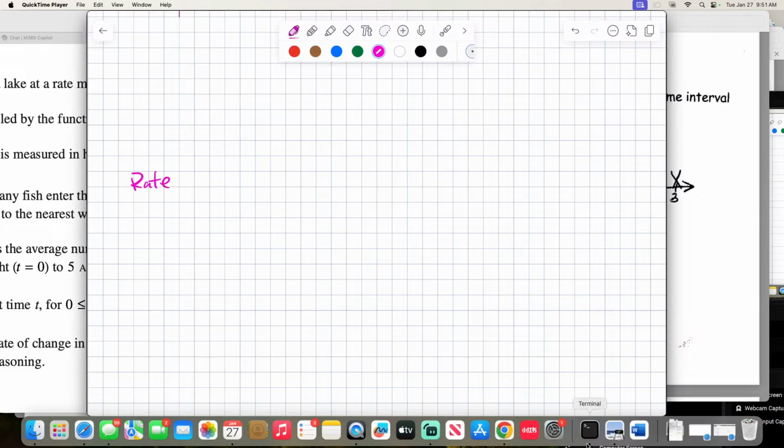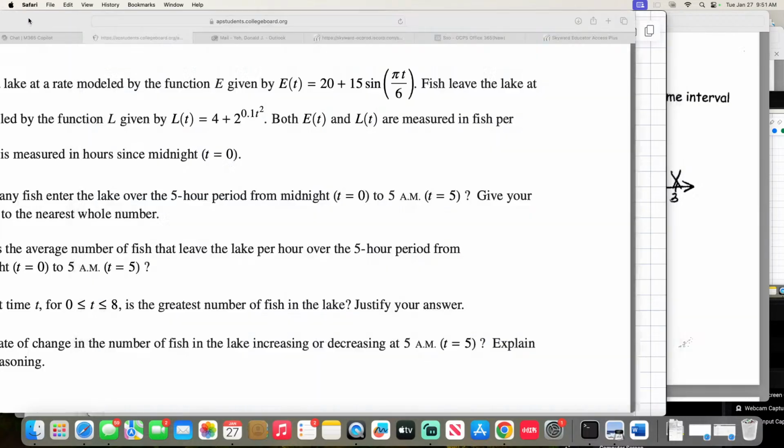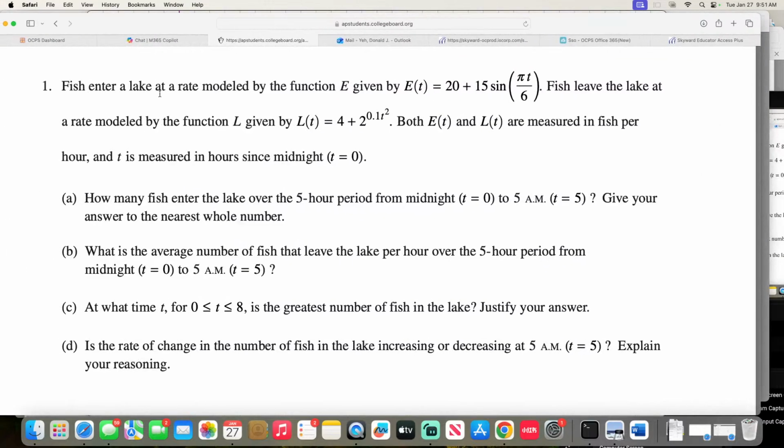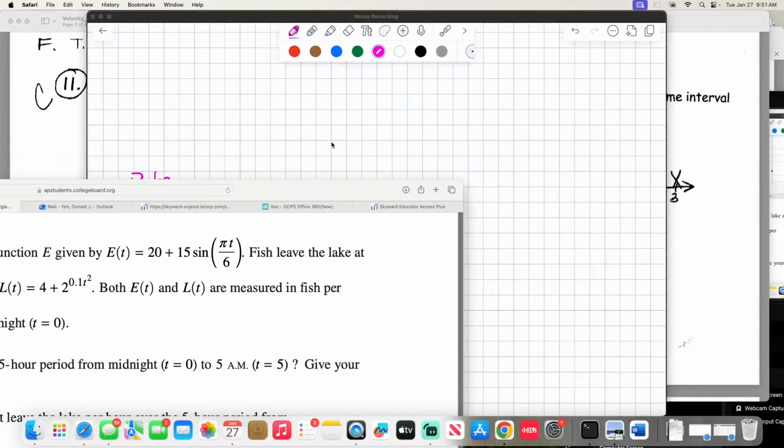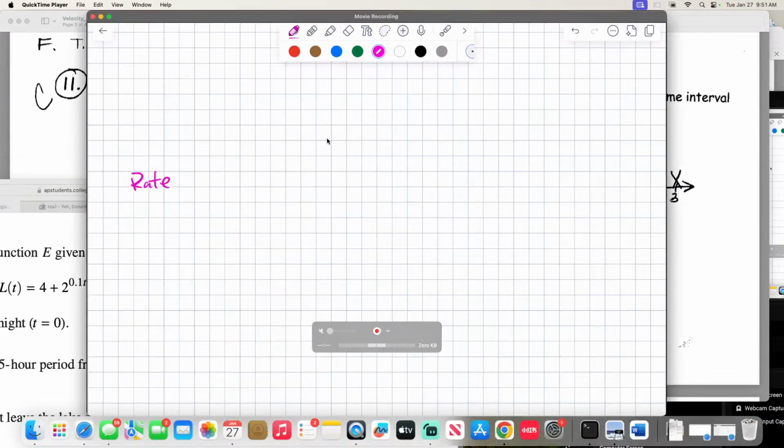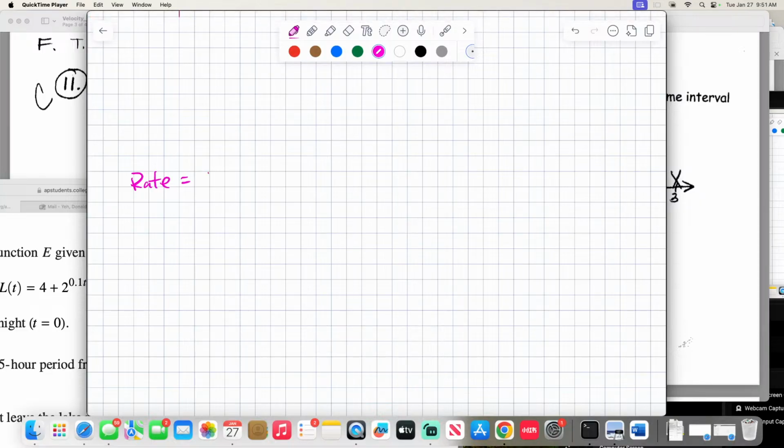Do you realize the question says rate? Like fish entering a lake, rate modeled by this function, right? Rate, right? In terms of rate, it's kind of like velocity, right? Does that make sense? What's a unit of velocity? Give me one example of a unit for velocity. Meter per second, good. Meter per second or mile per hour, that's the same thing, right?